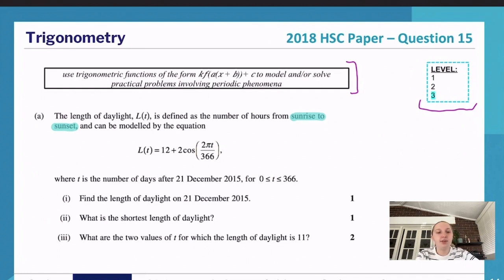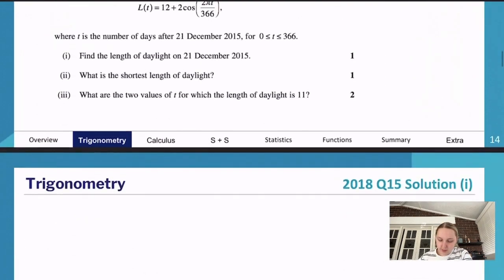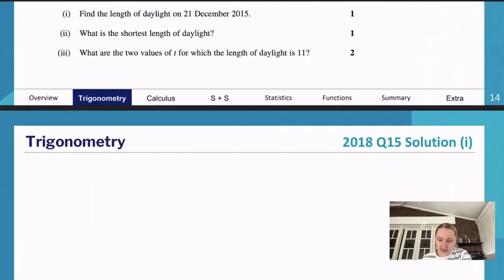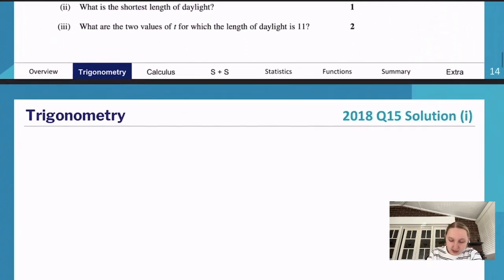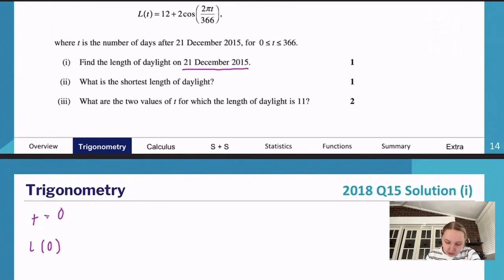Okay, so then we've got part I, which is: find the length of daylight on the 21st of December 2015. For right now, that's the only part we care about. The 21st of December 2015 is our start date, so at that date t is equal to 0. So what we're finding is L(0), and we just plug that into our equation.